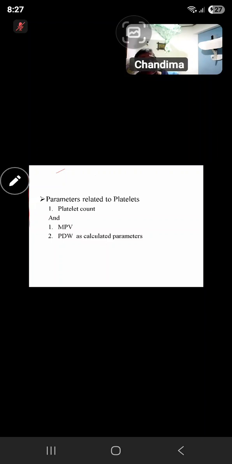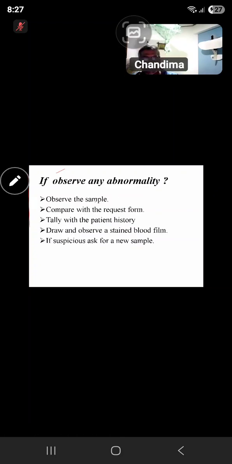So with these types of abnormalities, sometimes one person asked me, if there is a problem regarding the platelet count, how can we correct it? Or if there is a problem regarding the WBC, how can we correct it, right? So how can we correct these? If we observe any abnormality in the report, the first thing we have to do is observe the sample. It is important, but most people do not do this in most laboratories.